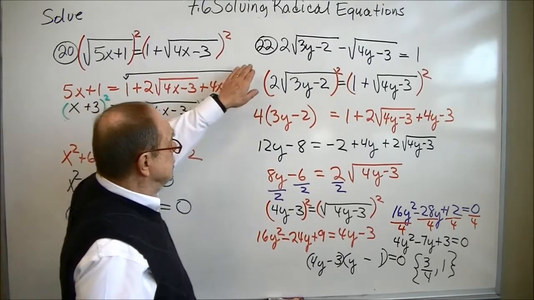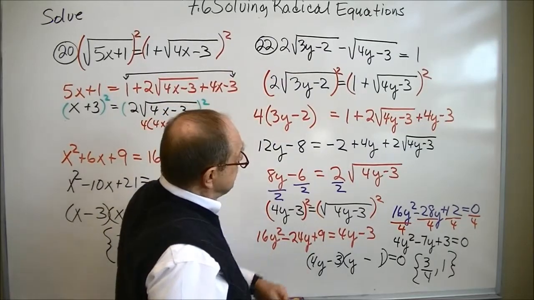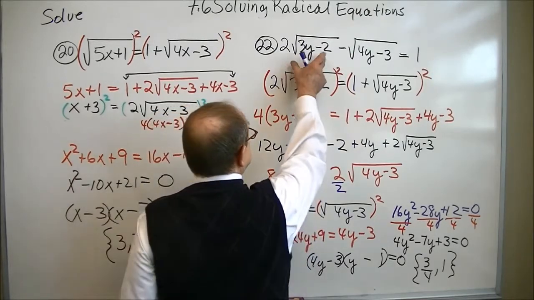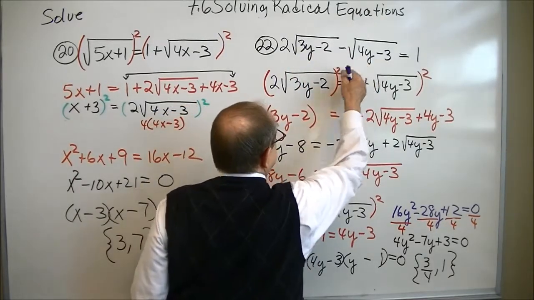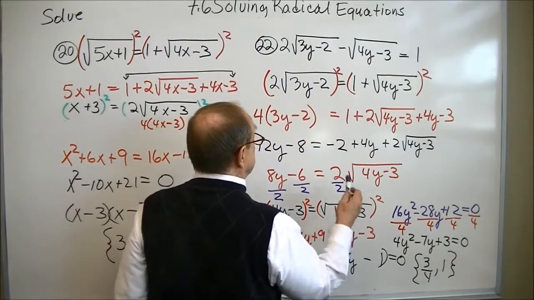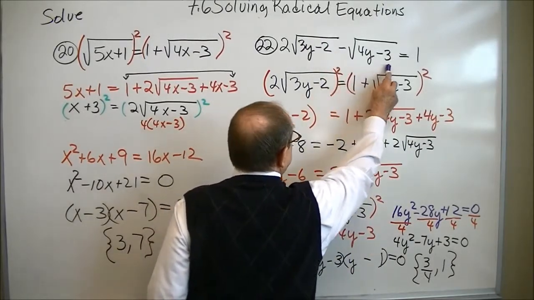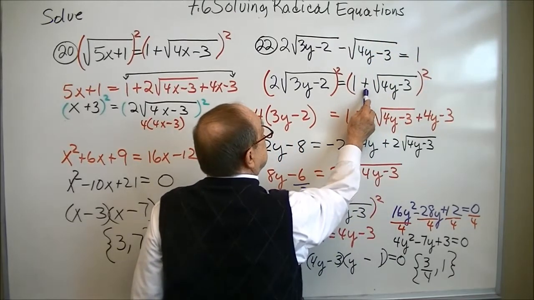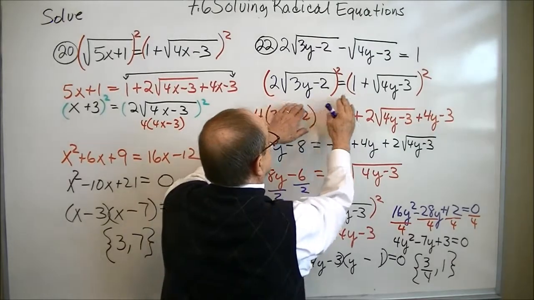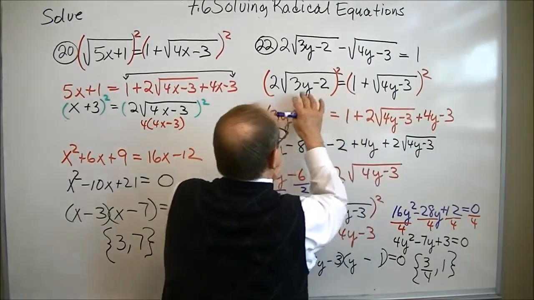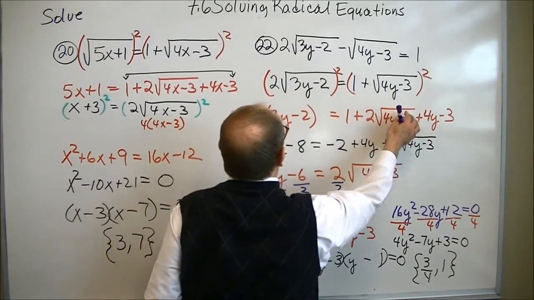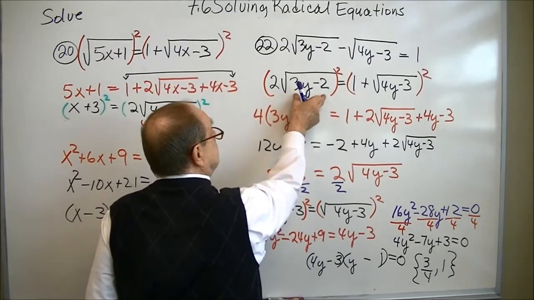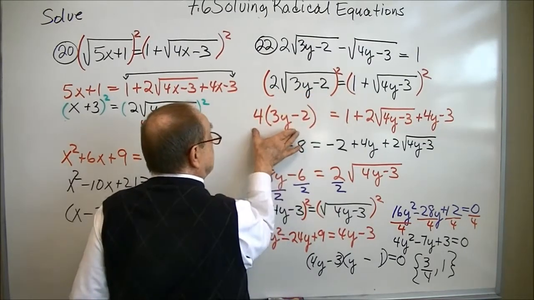Okay, so number 22. Again, it looks rather complex, and it is complex. So the rule is you have two radicals on one side, you have to isolate one of the radicals. So I chose to take this negative radical, bring it to the other side as a positive. So now I have one radical and one radical. I squared both sides. So here I get 2 squared is 4. This just becomes itself, and that's what I have here.